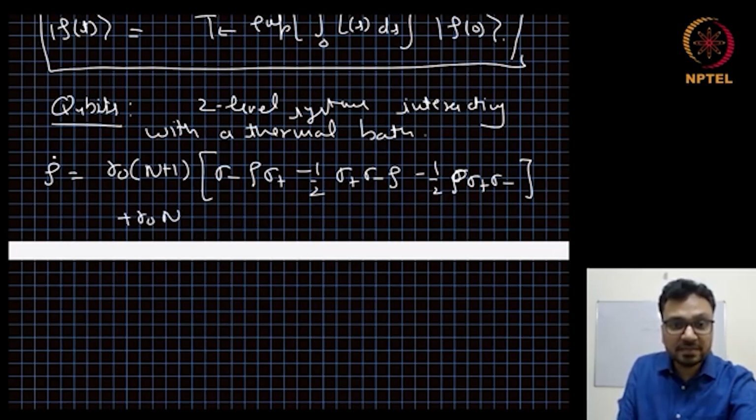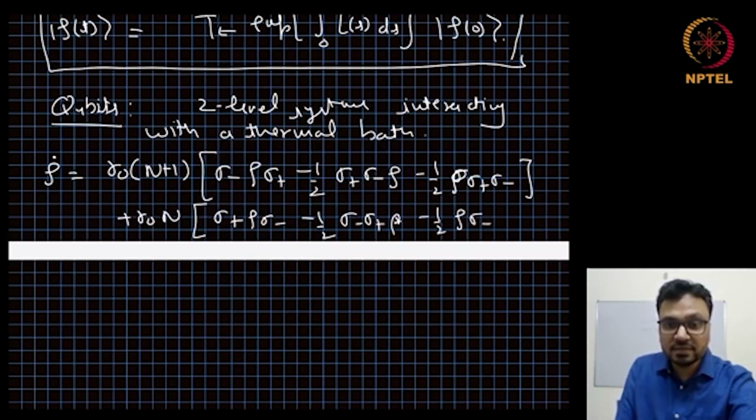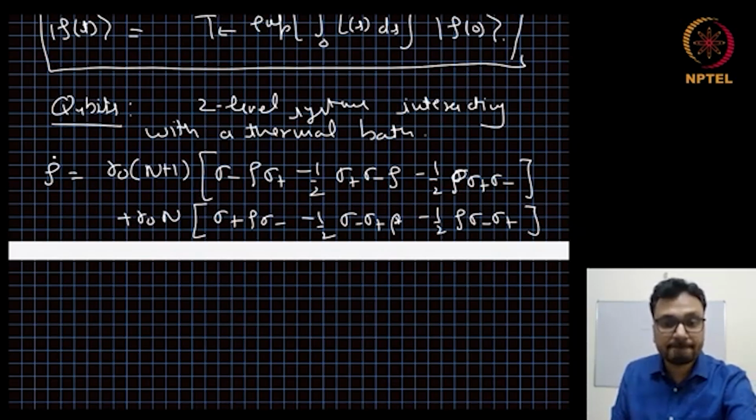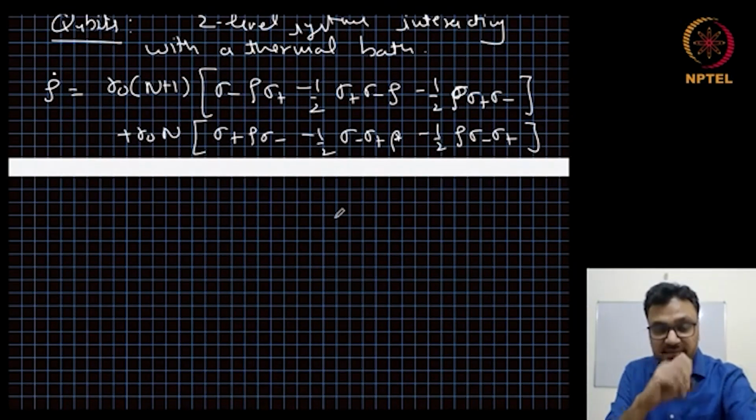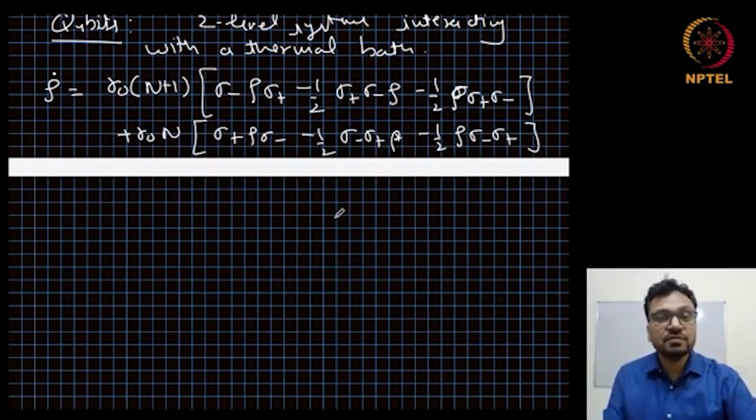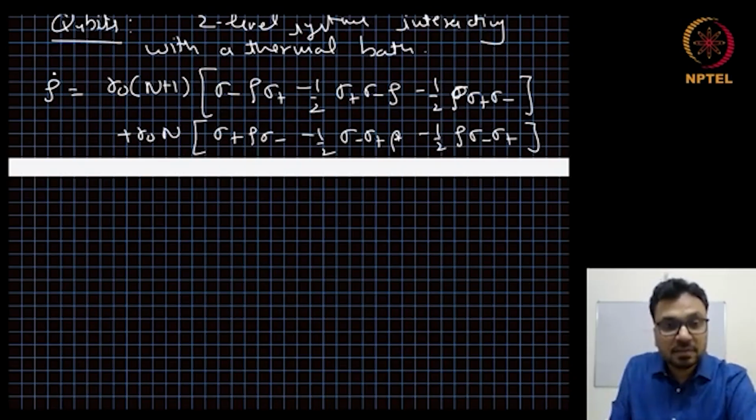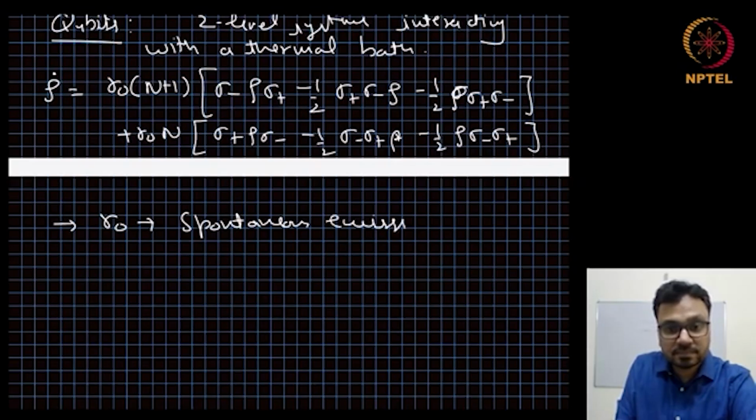plus gamma_0 times n, sigma plus rho sigma minus minus half sigma minus sigma plus rho minus half rho sigma minus sigma plus. So this is the Lindblad master equation for a two-level system interacting with a thermal bath. Here, gamma_0 is the spontaneous emission rate. n is the thermal population.